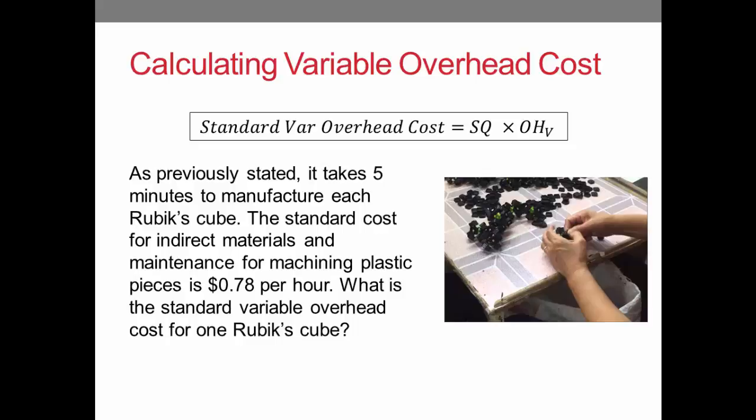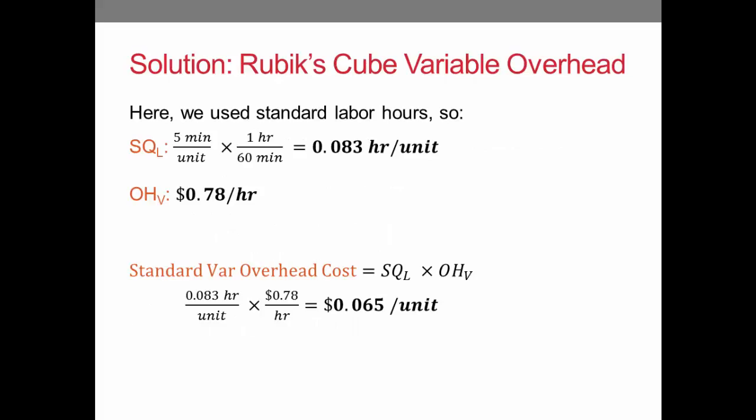And you can see the equation up at the top. It's also on this page. So we use standard labor hours in the problem. 5 minutes per unit translates to 0.083 hours per unit. And then we have our overhead variable rate of 78 cents per hour. And that was given in the problem. And again, that's determined by the budget at the beginning of the year. So the standard variable overhead cost is just multiplying those two numbers together, and it's about 7 cents per unit.